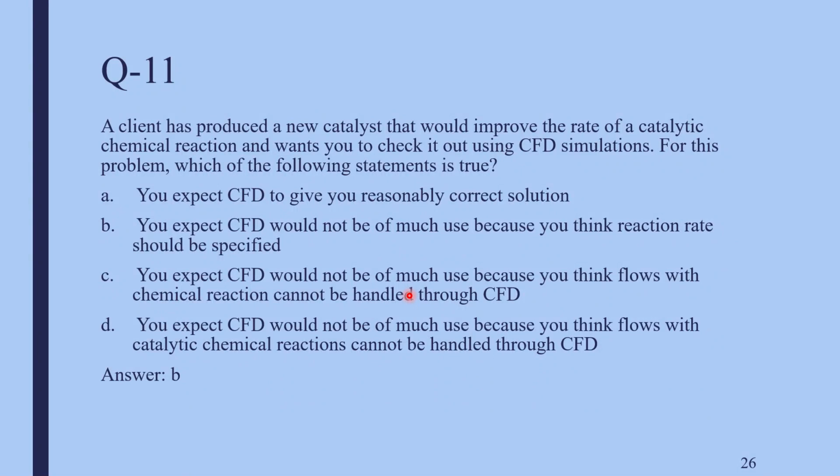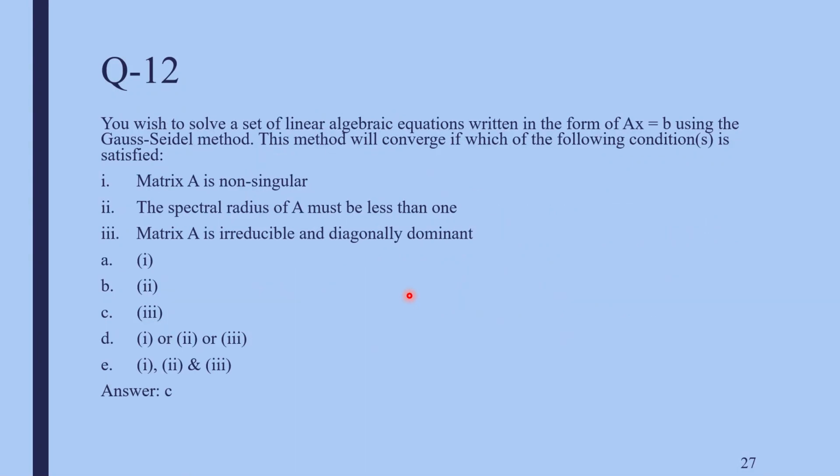So option D, it is you expect CFD would not be of much use because you think flows with catalytic chemical reactions cannot be handled through CFD. Again, this is false because it is not that we cannot deal with chemical reactions or we cannot deal with catalytic chemical reactions in CFD. We just need some more information like the kinetics of that reaction. So option B is the right answer for question number 11. Now we'll go to question 12.